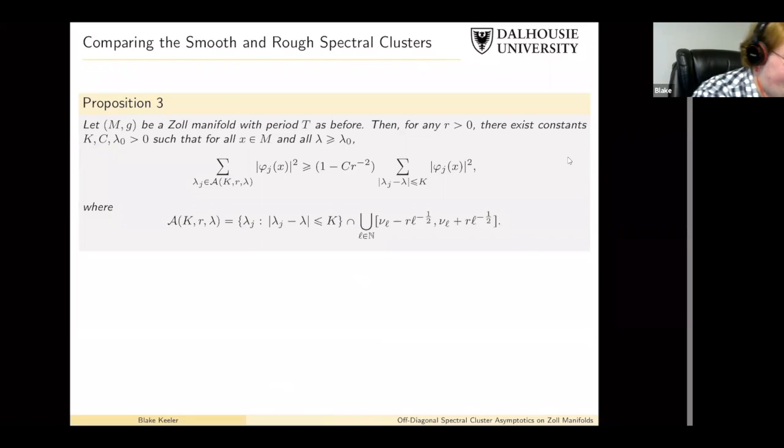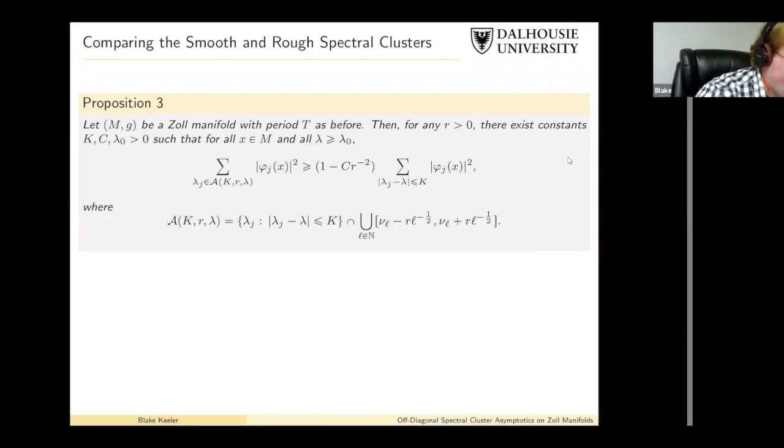So what is this capital A that I've defined here? Well, it's everything in the window of width K intersected with all of these little nu sub L intervals. So we have these little lambda to the minus 1/2 intervals centered around each of the nu L, intersected with everything in the giant window of size capital K. What this essentially says is that if you're looking in some large window of eigenvalues, most of those eigenvalues are contained in this union of little shrinking windows centered on the nu L.